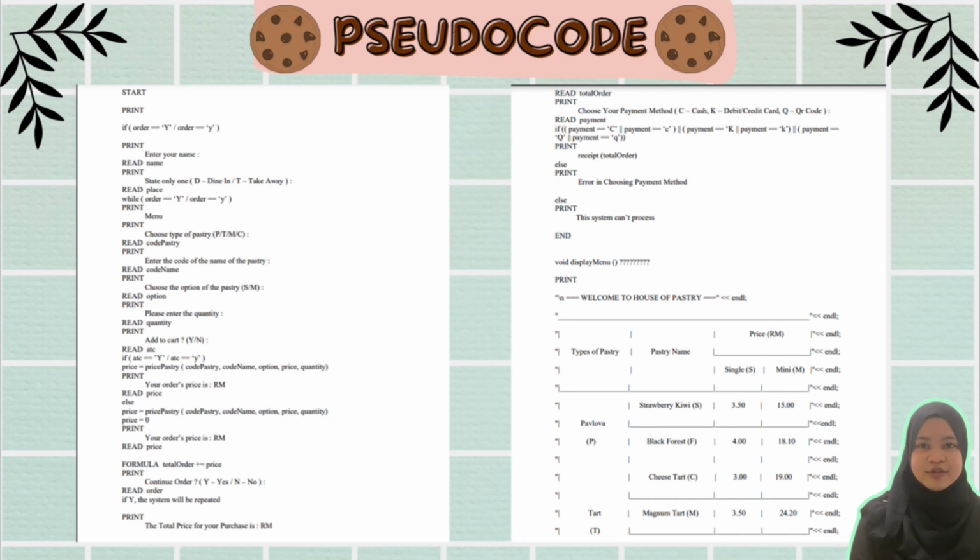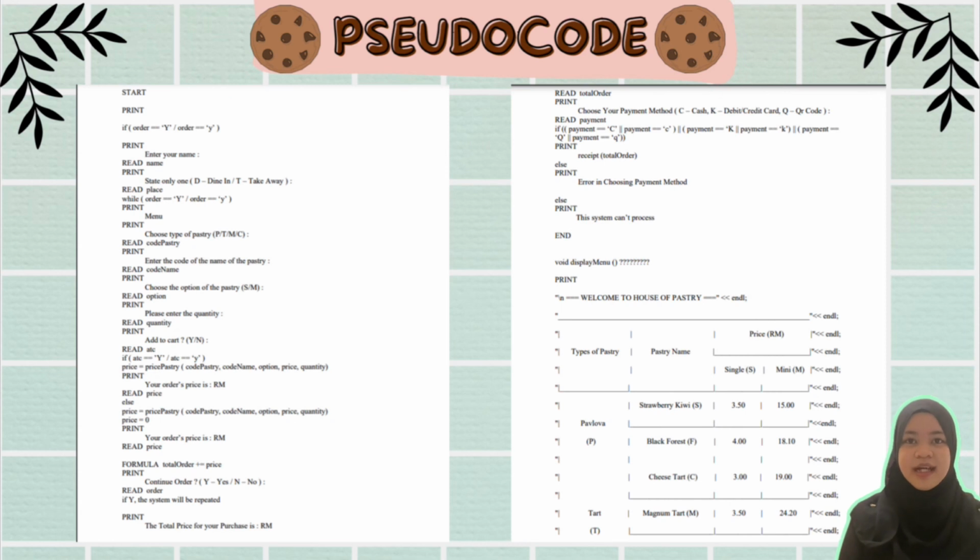It will continue to display enter the code name of the pastry. The customer will input the code name, then it will display choose the option of the pastry. The customer will input the option. After that, it will display please enter the quantity. The customer will input the quantity they want. Next, the system will display add to cart.